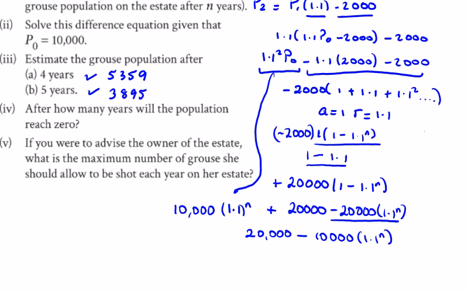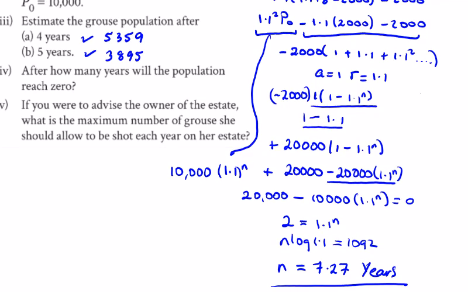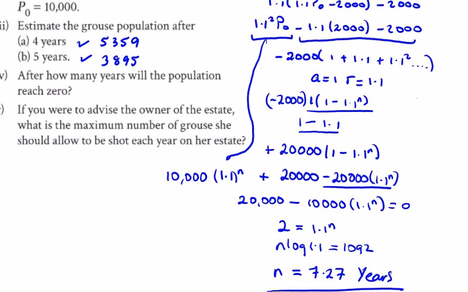In how many years will it reach 0? So this would have to be equal to 0. So bring the 10,000 across and divide by 10,000, and we'll just get 2 is equal to 1.1 to the power of n. So n by the log of 1.1 is equal to the log of 2. So n is equal to the log of 2 divided by the log of 1.1, 7.27 years. Did it ask for to the nearest year? No.